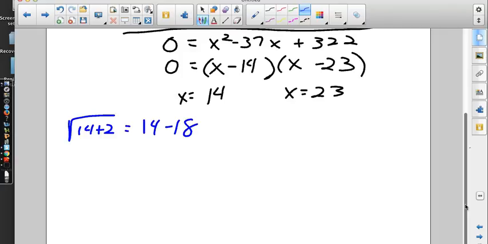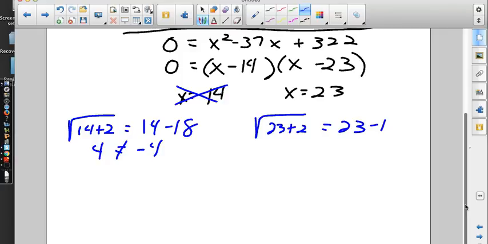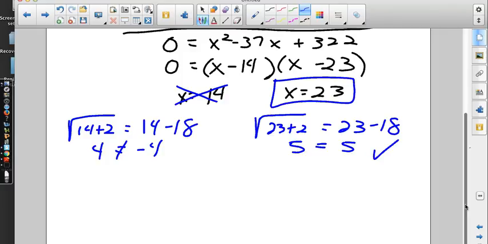So 14 plus 2, 16. What's the square root of 16? 4. What's 14 minus 18? -4. Whoops. That one's out. We have to show this so I can see, hey, they did do the checking. The other one, 23 plus 2 equals 23 minus 18. 23 plus 2, 25, square root, 5. 23 minus 18, 5. Good. That one checks. Sweet.